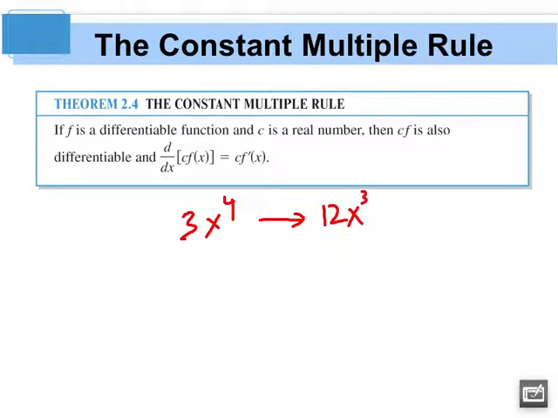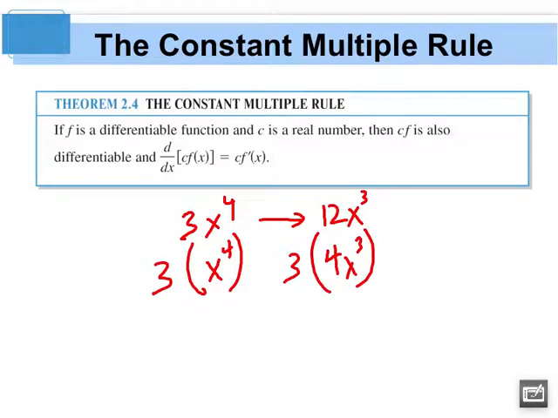and gave me the answer of 12x to the 3rd, what he actually did is apply the constant rule. You're not going to do this, but this is where it comes from. It's actually 3 times the derivative of x to the 4th. Derivative of x to the 4th is 4x cubed, and then this is multiplication so that we get our 12x cubed. Again, you're not going to do that. You're just going to bring the power down and multiply it right away. But what allows you to do that is what's called the constant multiple rule.